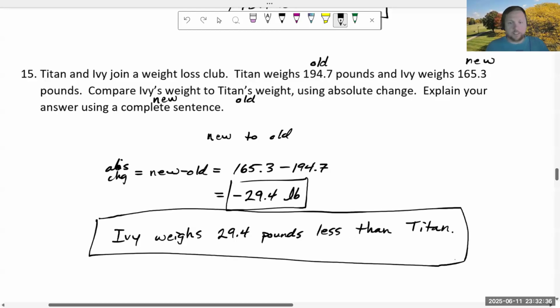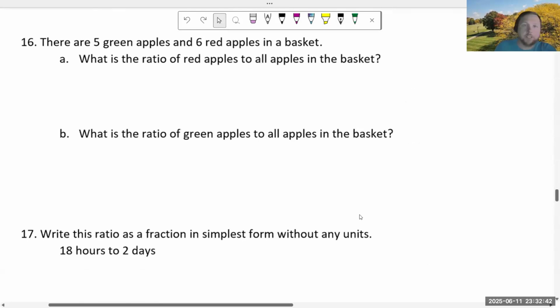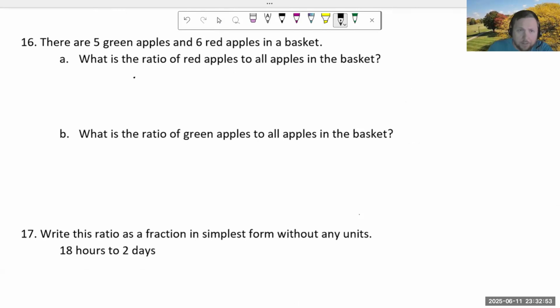Oh, that's crazy. Okay. There are 5 green apples and 6 red apples in a basket. What is the ratio of red apples to all apples in the basket? So that's 6 red, and then 5 plus 6 equals 11. So that would be my all. And then it said red to all. So that's going to be 6/11.